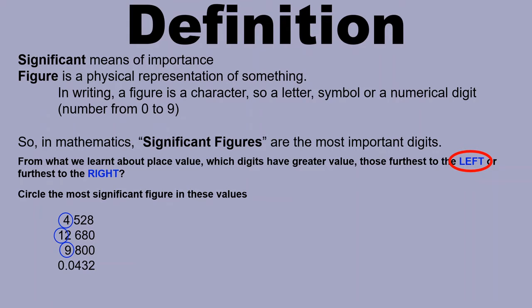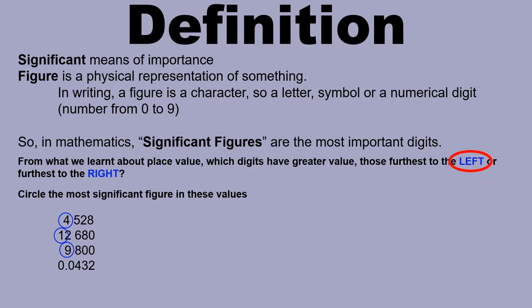However, maybe there's an exception here. For this next number, 0.0432, or by place value names, we could say that this is 432, and the place value of that 2, ten thousandths. So that's 432 ten thousandths. What's the most significant figure here?